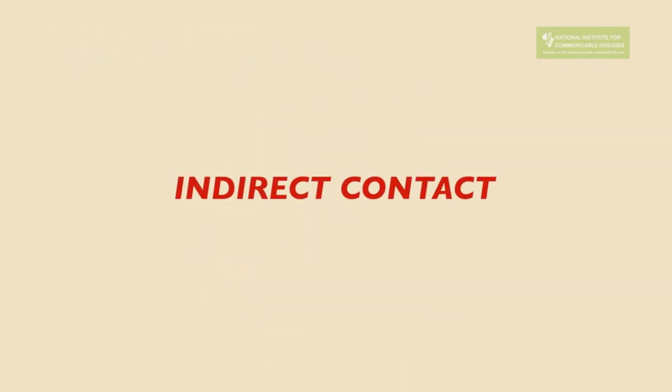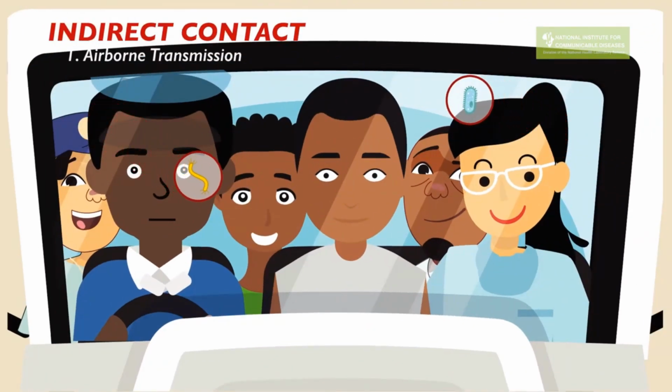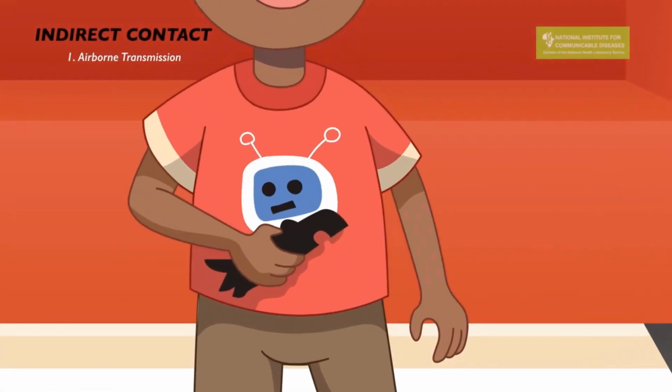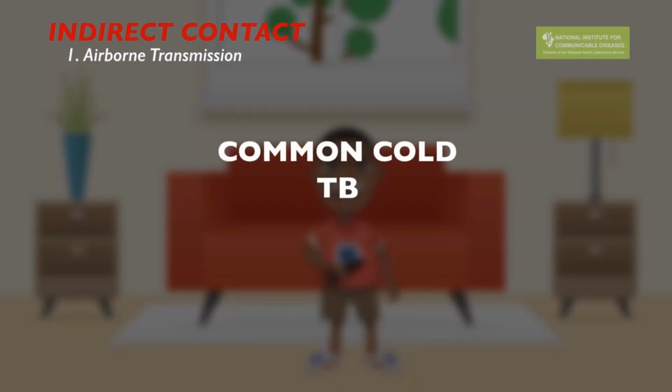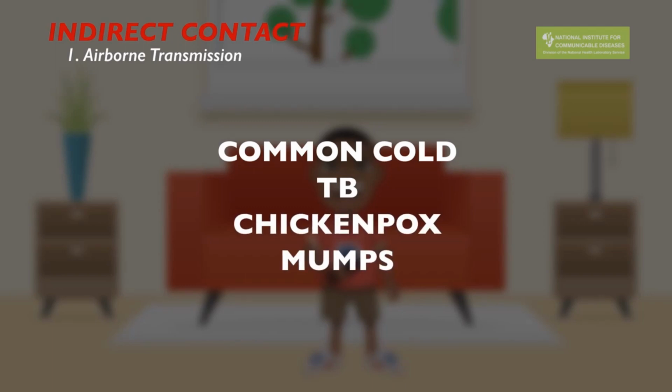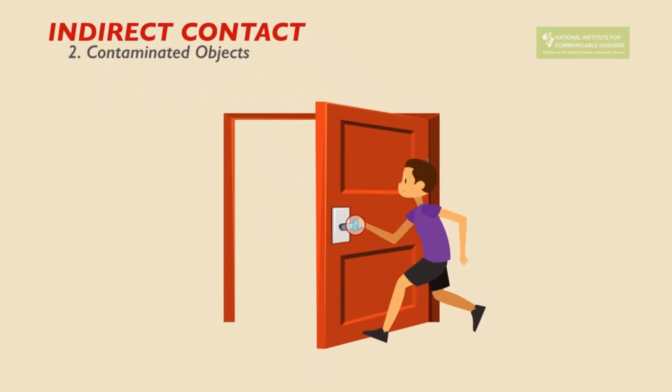Infectious diseases can also be spread indirectly through the air and other mechanisms. For example, airborne transmission. Some infectious agents can travel long distances and remain suspended in the air for an extended period of time. You can catch some diseases simply by breathing. These are called airborne diseases. You can catch a disease like measles by entering a room after someone with measles has departed. Other diseases that spread through the air are common cold, TB, chickenpox, and mumps. Contaminated objects. Some organisms can live on objects for a short time.